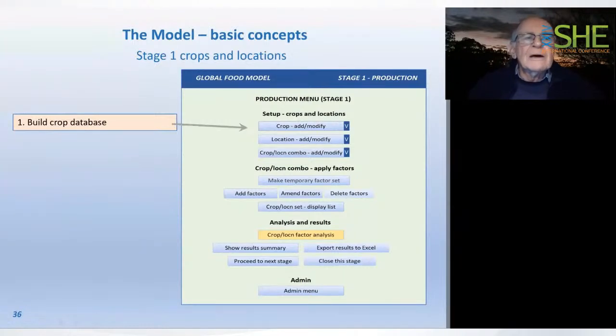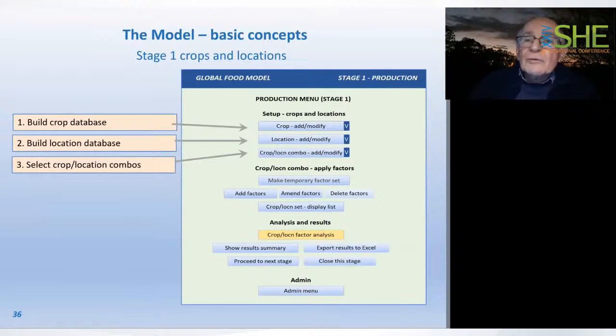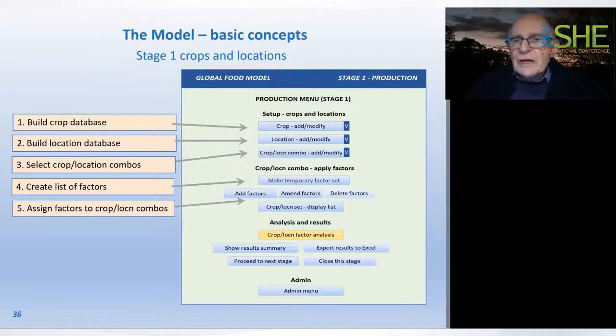So we start with a set of data for a selection of crops that we're interested in, a selection of data for a selection of locations that we want to analyse, and out of that we produce a crop location combination. So we'll match crops and locations. We then take those crop location combinations and we develop a set of factors that we think are probably going to influence the yield of the final product. We build those factors and we attach them to each of the selected combinations that we're looking at.